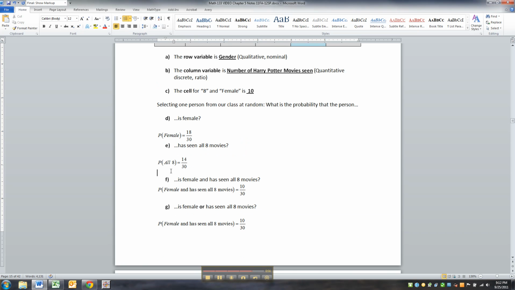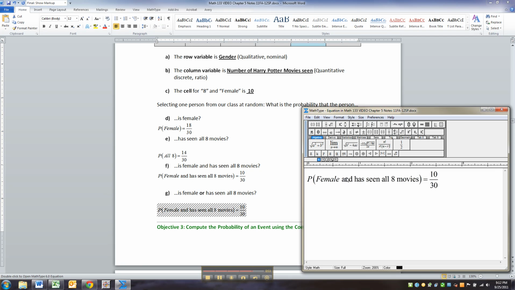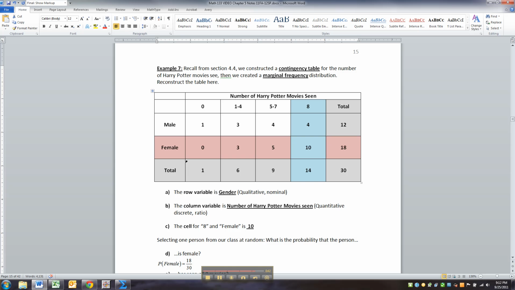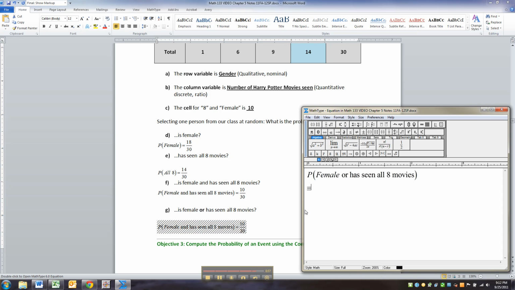I'm running out of space on this page. There we go. Okay. So, or, that's going to need the general addition rule, just for starters. When you go back and look at it, female and have seen all 8 movies is not disjoint. So you're going to have to add up the probability of female plus the probability of seen all 8 minus the probability of female and all 8, which is all the numbers we found.